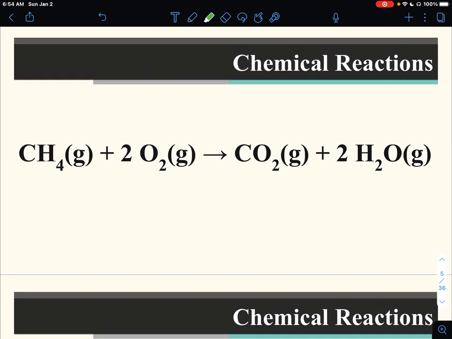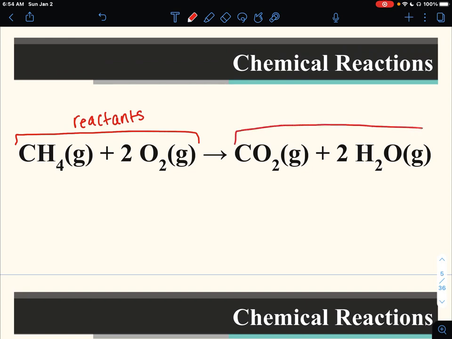So here's an example of a chemical reaction. So I'm just going to label some things on here. The reactants are everything before the arrow. The products are everything after the arrow. The arrow itself, you would usually say gives, reacts to form, something like that. Forms, anything like that.